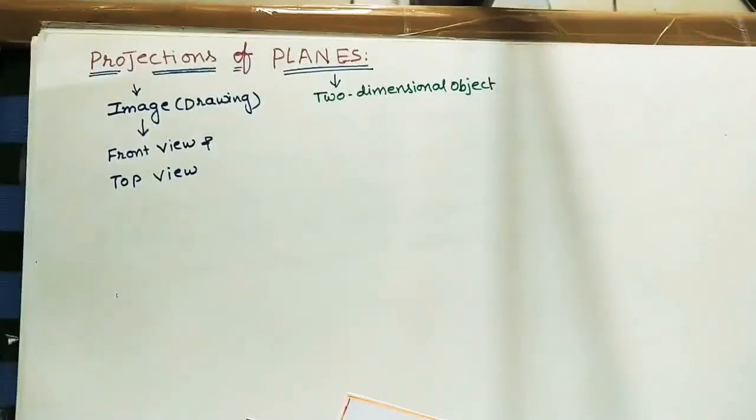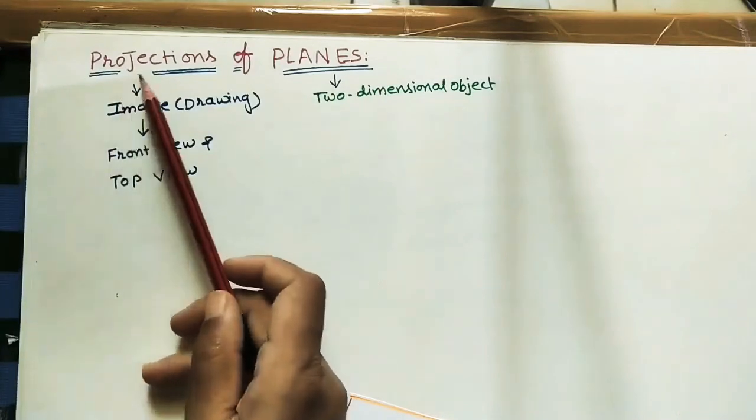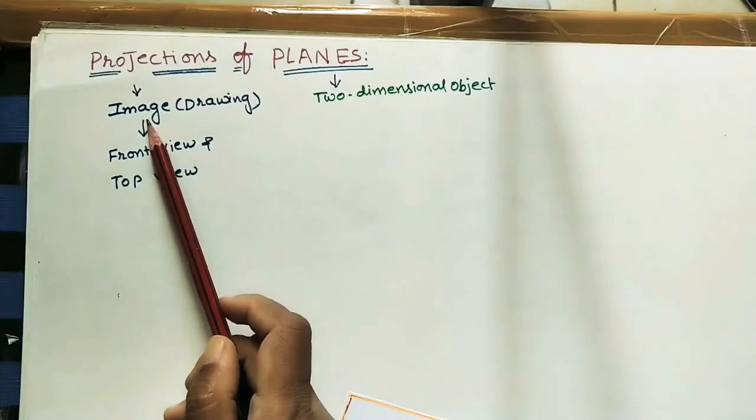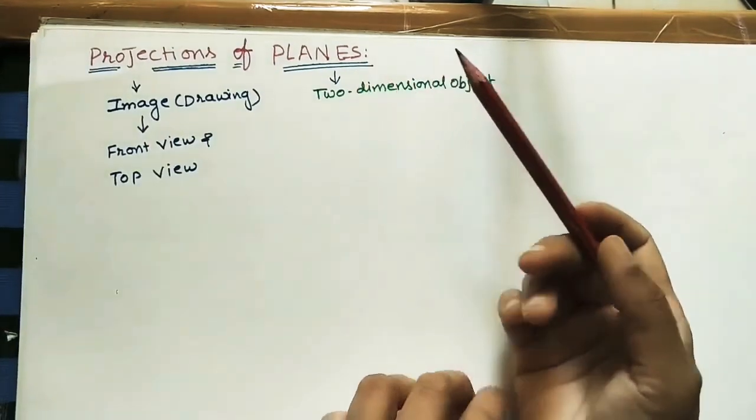Let us discuss projections of planes. Here, as I told, what does projection mean? It is a drawing of any taken object, or we can call it an image. Here for a plane we can take one example.